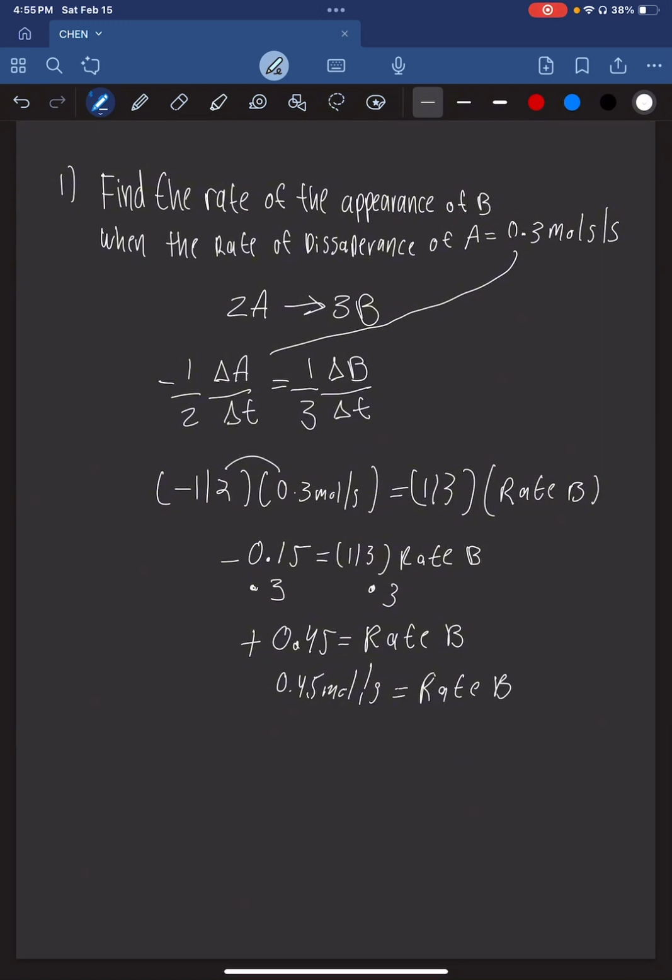And this makes sense because we see here that it's just more, because 3 is more than 2. And if you end up seeing something like this, where the reactant is smaller and the number you got for B ends up being smaller even though the coefficient is higher, then you messed up somewhere.